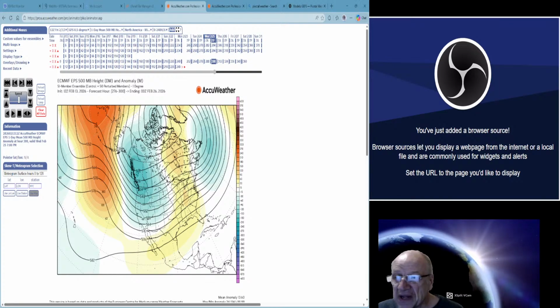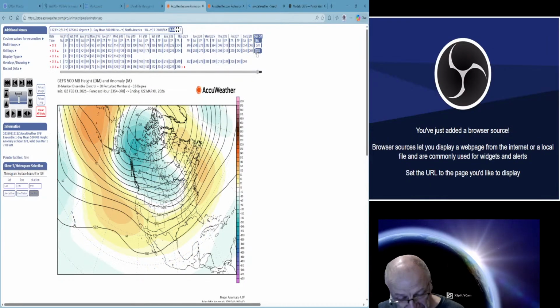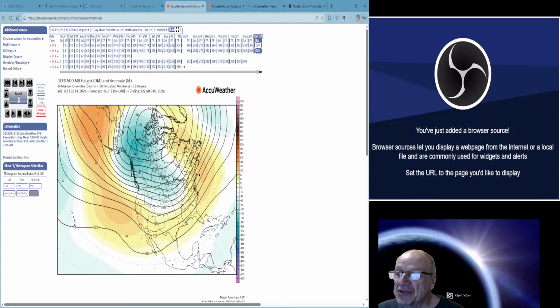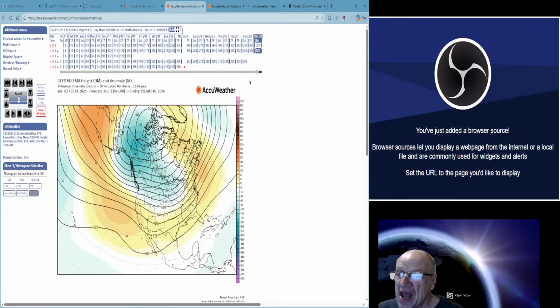We're going to look ahead to the period for February 26th to March 2nd. The GFS did have a little bit of a trough here in the east, but the European has a trough more off to the west, ridging here. So I think that's how it'll mostly be, mostly above normal heights across much of the country.